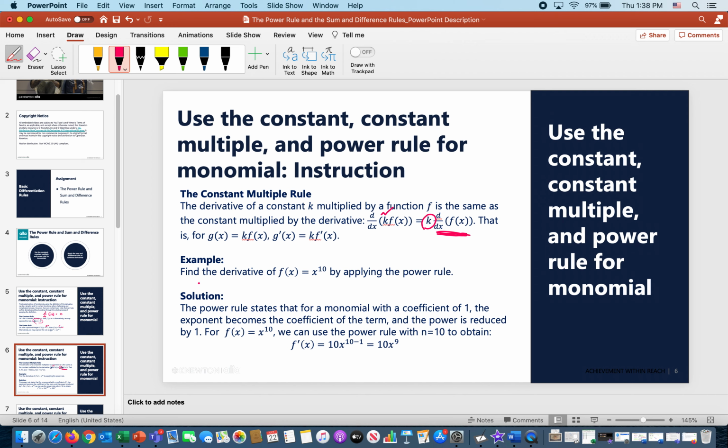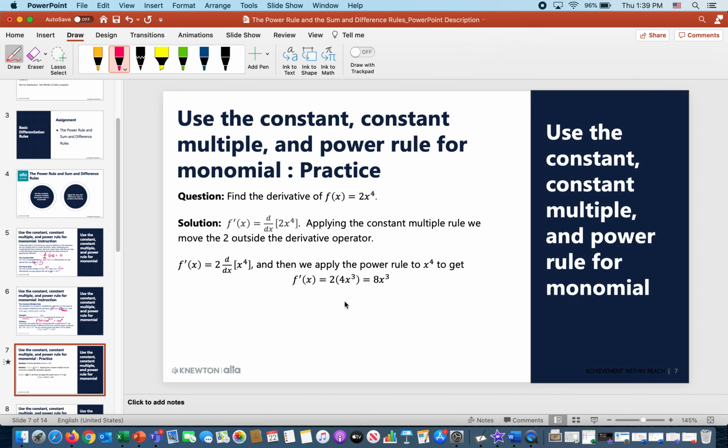This is an example of the power rule. If I ask you to find the derivative, it is really just bring that 10 down and subtract 1 from that 10. So the derivative here is 10x to the ninth. This is a whole lot better than finding some limit, right?